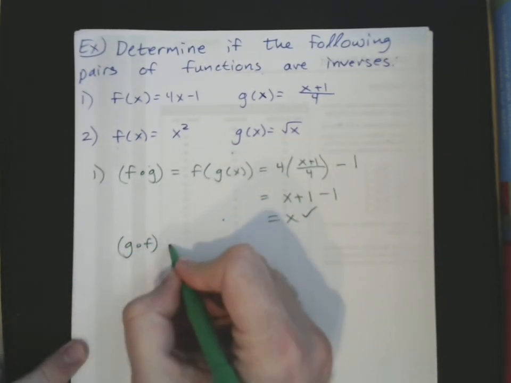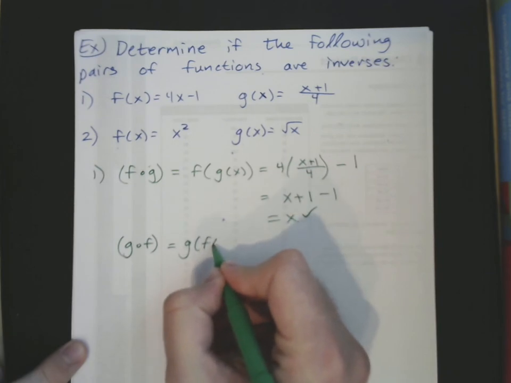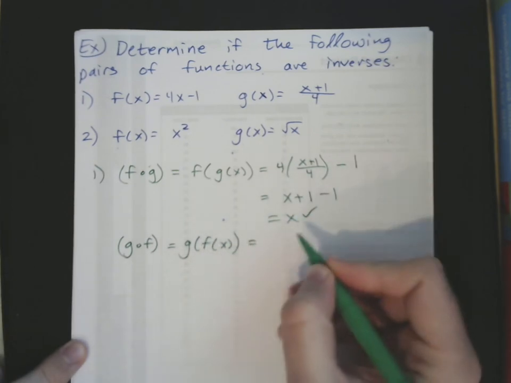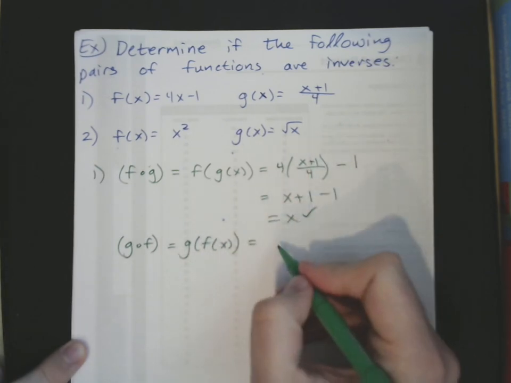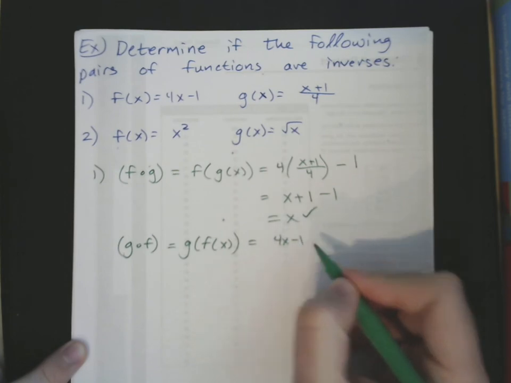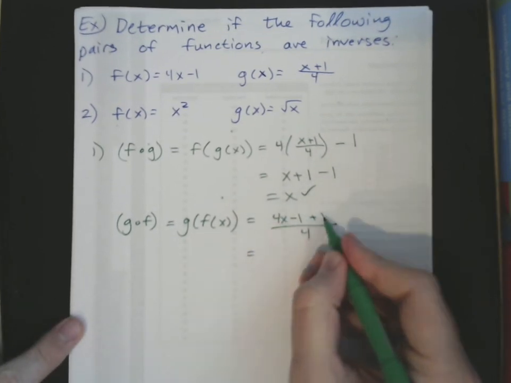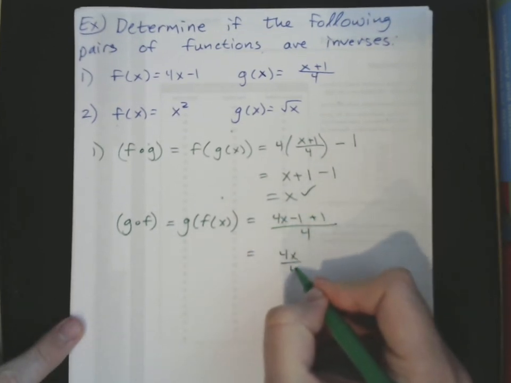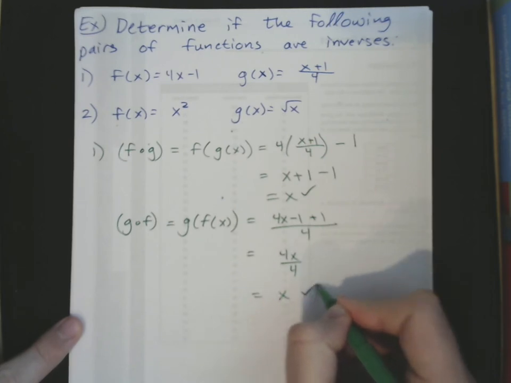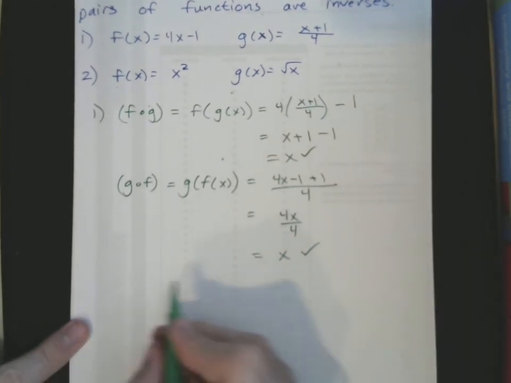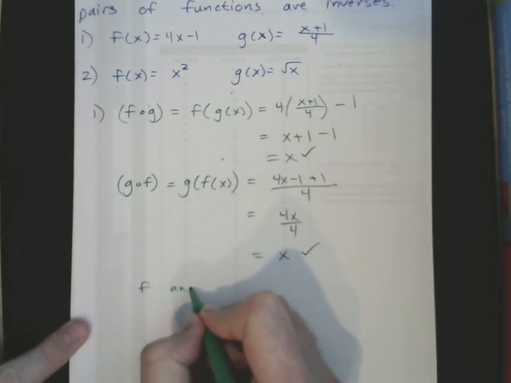G circle f is g of f of x, which is replace x with all of f, 4x minus 1, plus 1, all over 4. 4x minus 1 plus 1 is just 4x, divided by 4 equals x. So f and g are inverses.